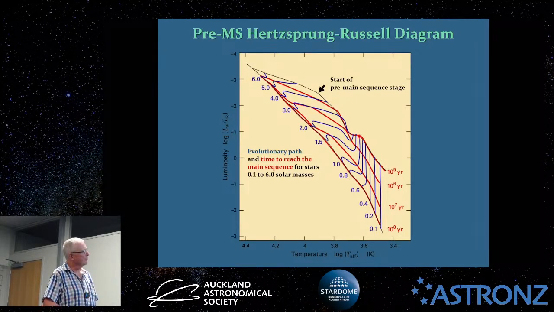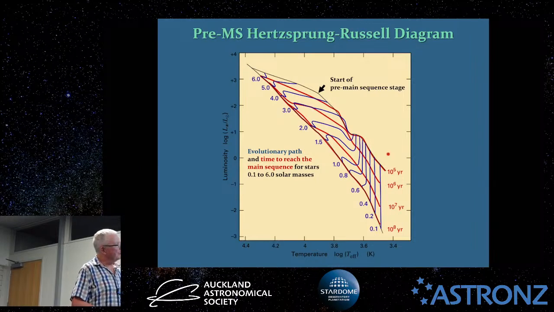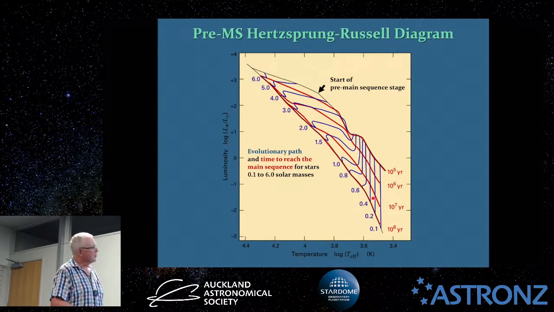This little line up through here is the start of the pre-main sequence star. The blue lines represent what we call evolutionary paths. In other words, you follow a star along its blue line, and that tells you how with time its temperature and its brightness or luminosity are changing. For example, let's go for a 1.5 solar mass star. You see it starts here at a certain brightness and luminosity.